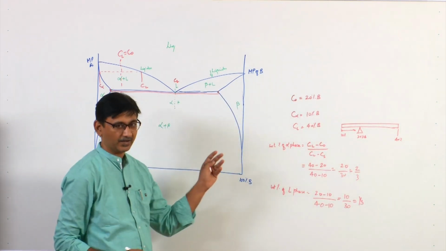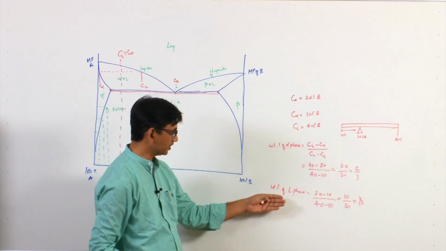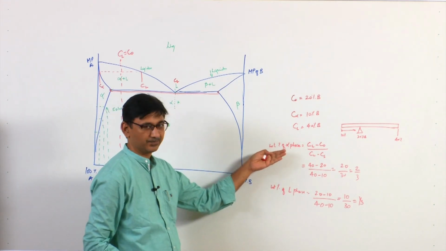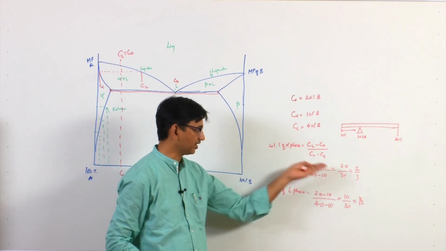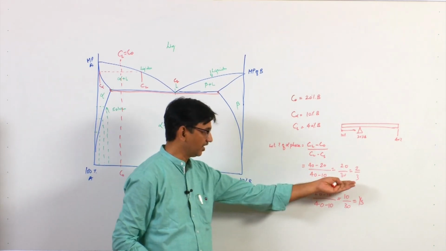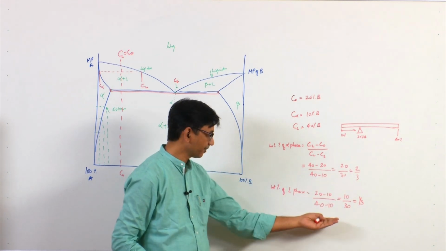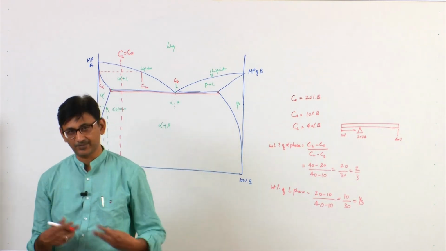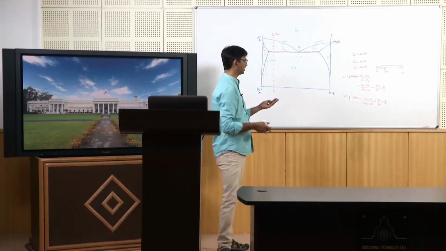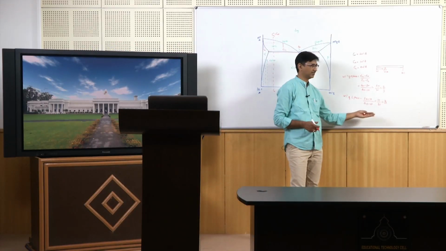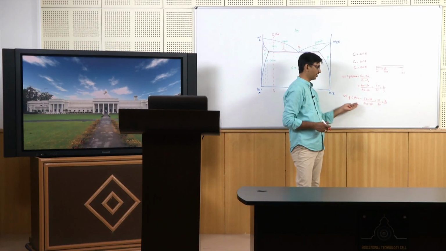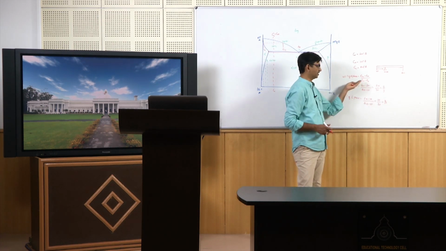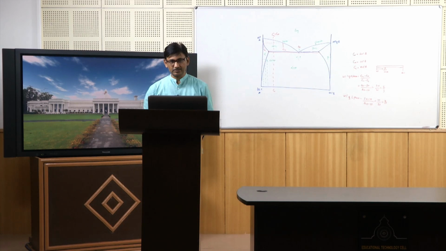Now, if you remember, I told you that I can get the weight percent of liquid phase just by subtracting from 1 what I have got, 2 by 3, as the weight percent of alpha phase. If it is in percentage, I say percentage; if it is in fraction, I say weight fraction. Right now it is in fraction, so I can say weight fraction of liquid phase, or weight fraction of alpha phase. So this is how you can calculate the different compositions and different weight fractions.